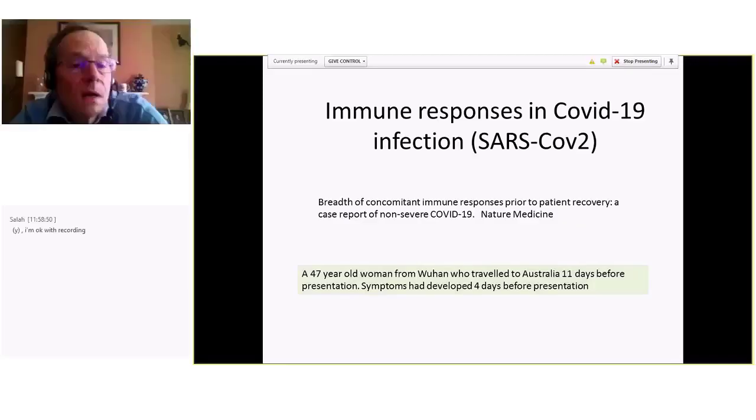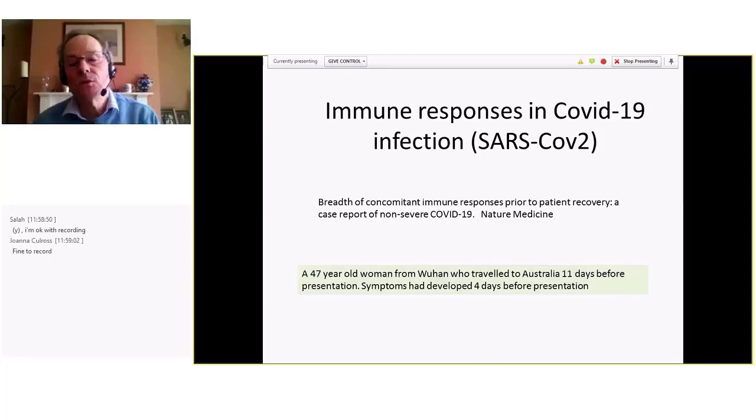I'm going to run through 3 relatively recent papers, which are all non-peer-reviewed because they are interesting, and they're all related to immune responses and the immunology of the SARS virus CoV-2. The first one is from Nature Medicine.